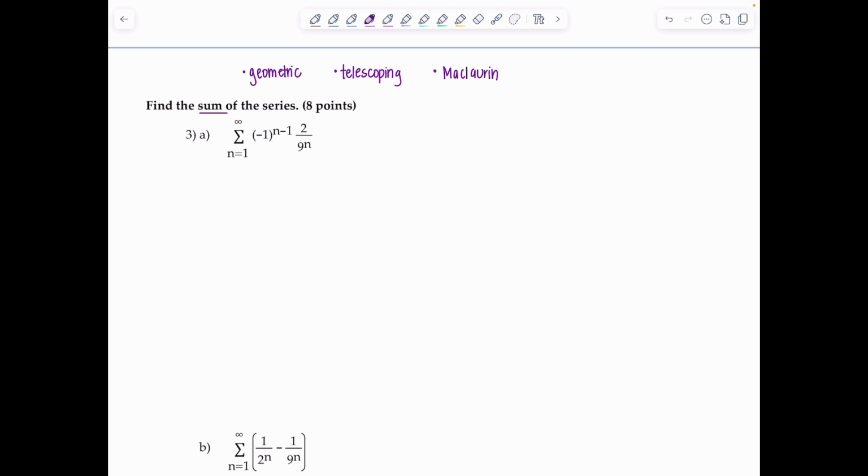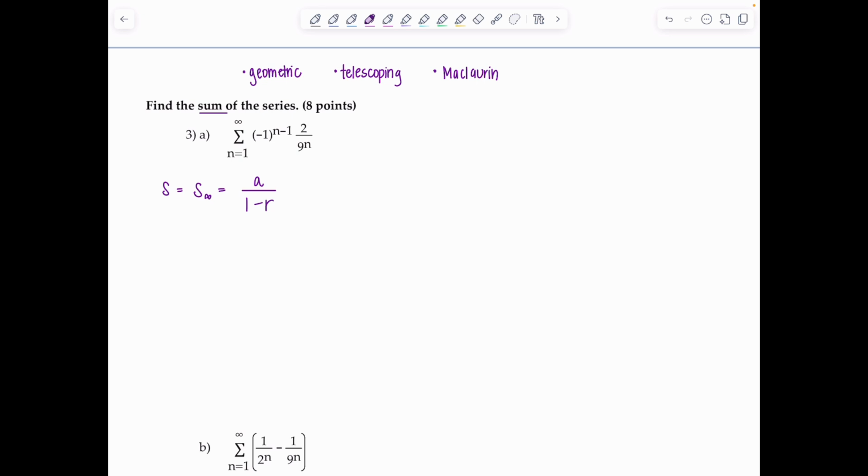Okay? So I'm looking, this guy does not look telescoping, doesn't resemble a Maclaurin. That means it must be geometric. So remember the sum for an infinite geometric series is a over 1 minus r. You don't have to put the infinity. You could also just put plain old S. But don't put S sub n. That's a different formula. That means the sum of the first n terms.